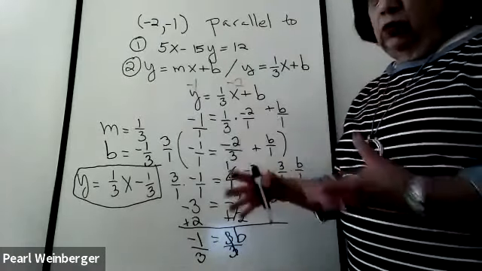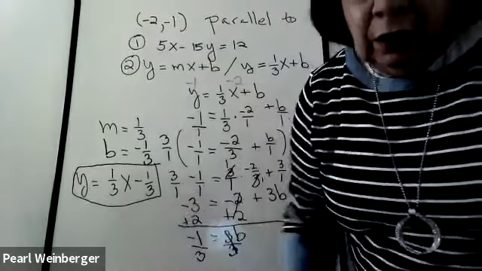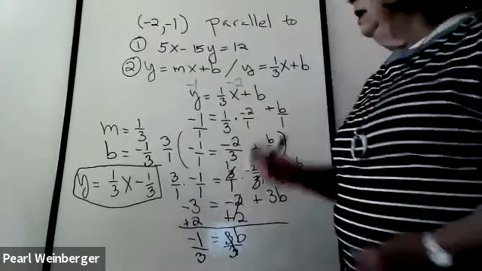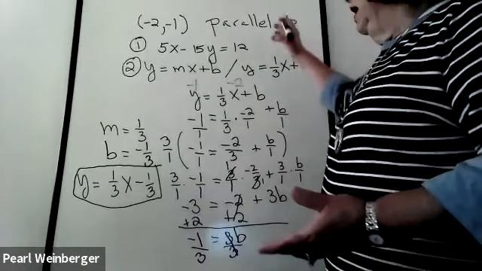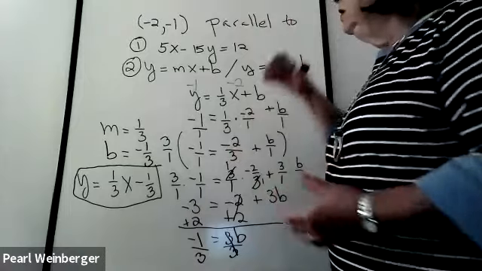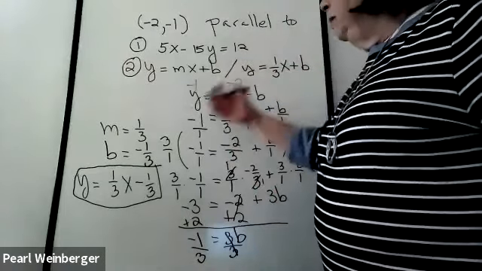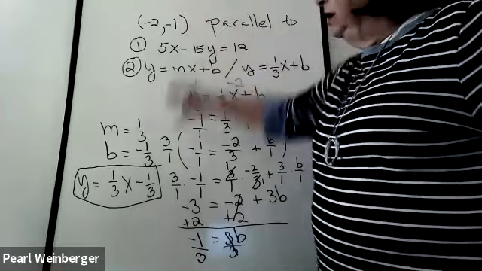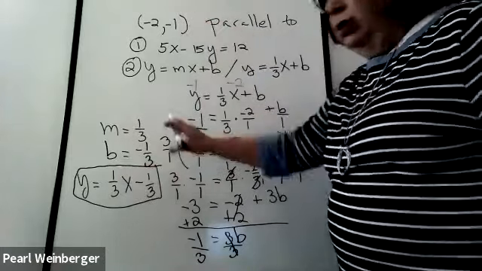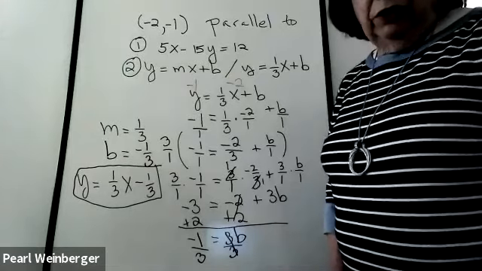So by describing the line and saying the lines were parallel was equivalent to telling me what the slope of the new line is, and from the slope and a point, I can write the equation of the line. Any questions about this?